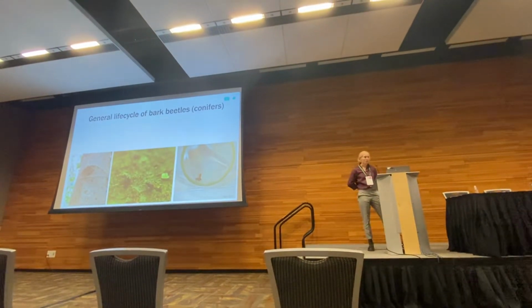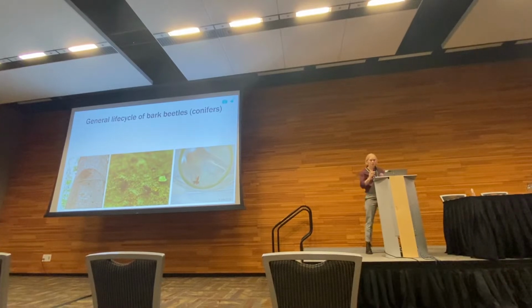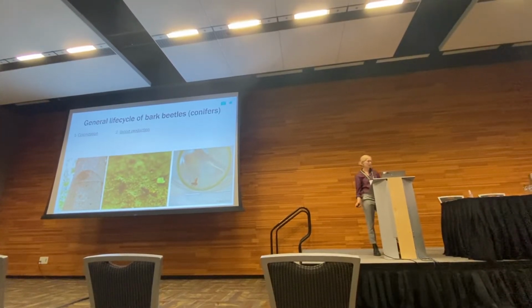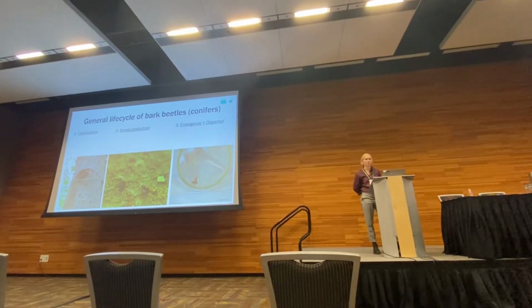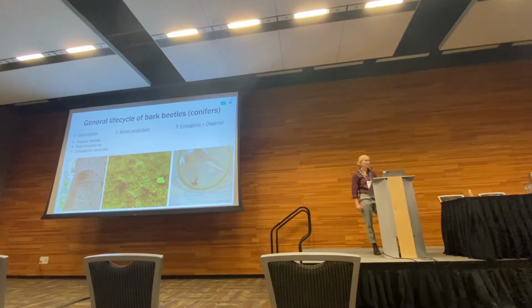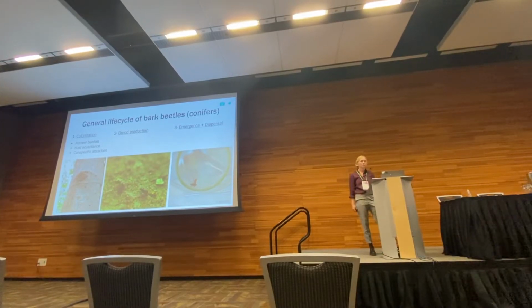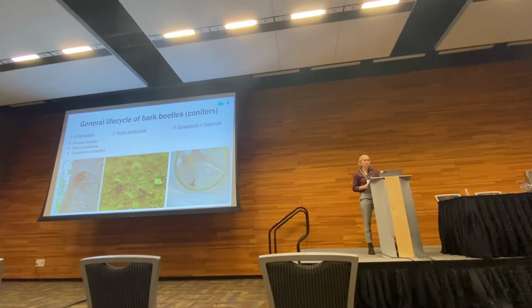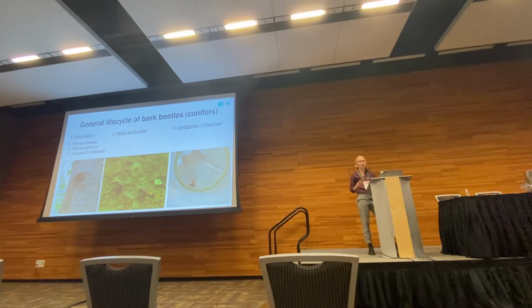So I'm going to talk about the general life cycle of bark beetles and what we know of in conifers first. So there's three main stages. There's colonization, brood production, and emergence and dispersal. Within these three stages, there's substages, of course. Within colonization, you have pioneer beetles that are orienting to trees based off of olfactory cues and the shape of the tree.